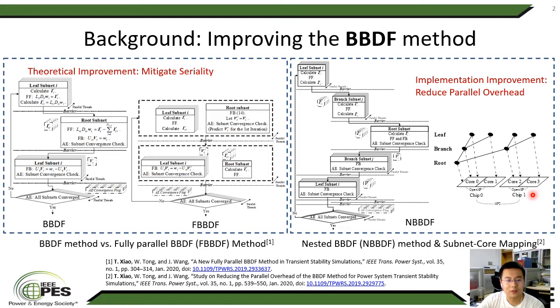There are still problems in the existing methods. In the FBBDF method, the root will grow larger and larger as the network is partitioned into more and more subnets. When the root subnet has the highest computational burden, the speed-up saturates. For the NBBDF method, the seriality in the solution procedures needs to be dealt with.